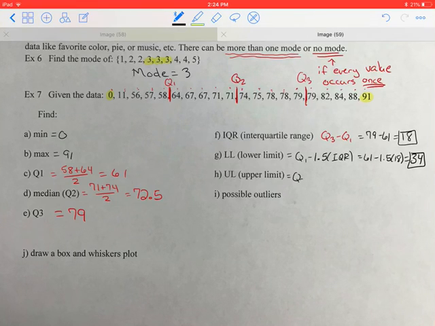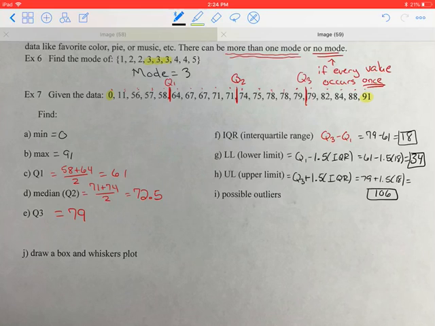Our upper limit is Q3 plus 1.5 times the IQR. So Q3 was 79 plus 1.5 times 18, and that comes out 106. So these give us the limits, the lower and upper limits. So anything lower than 34 or higher than 106 would be an outlier.